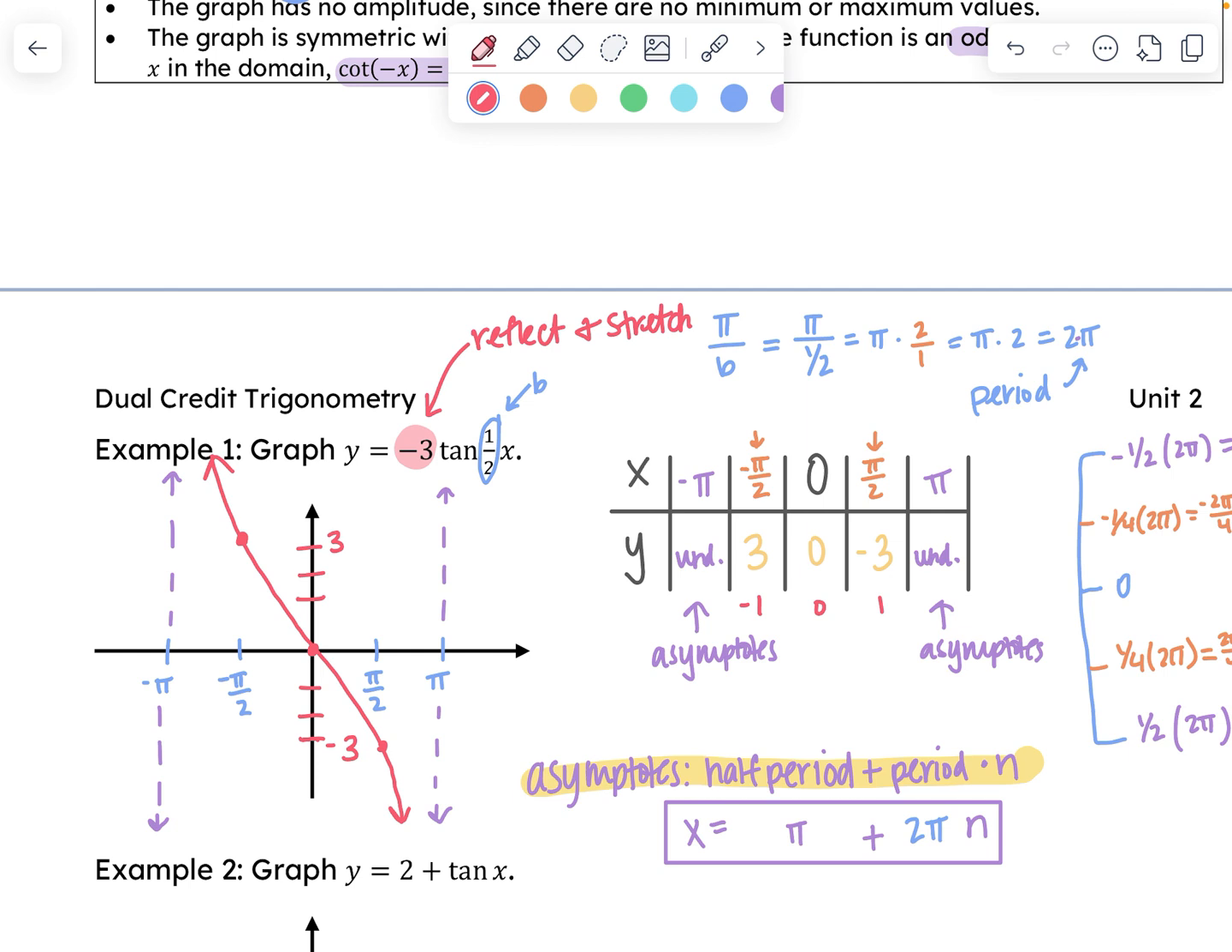It kind of sort of looks like the cubic graph, but not exactly. It's got those asymptotes in there and it's not quite as curved.